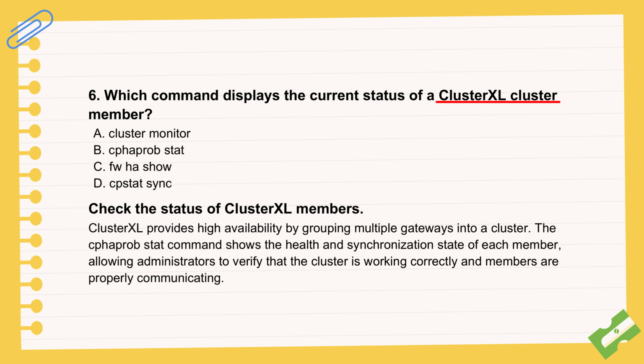Sure. A ClusterXL cluster is Check Point's way of doing high availability. Basically, you have redundant systems like two firewalls working together. If one fails, the other takes over seamlessly. Or, well, that's the idea. cphaprob stat shows you the current status of each member in that cluster. Its health, its state like active or standby, synchronization status, critical stuff. It's your window into whether that redundancy, that high availability, is actually working and ready. If the cluster isn't healthy, your backup might not take over when you need it most.